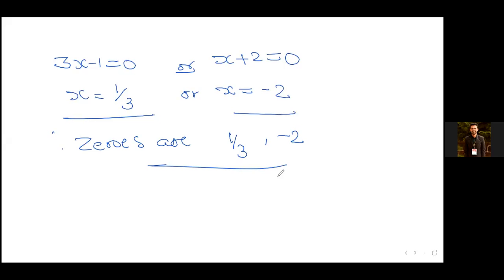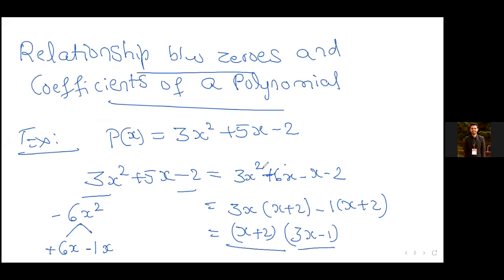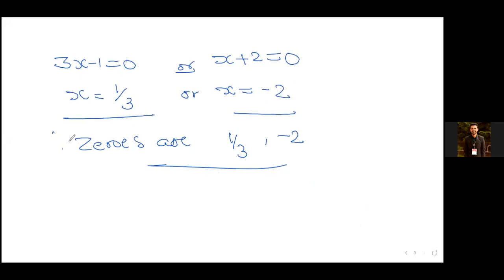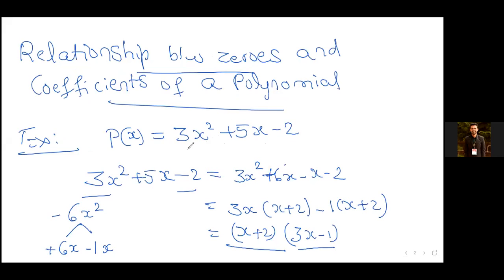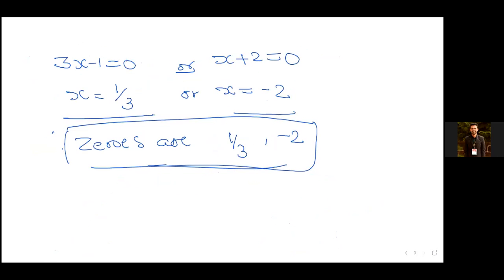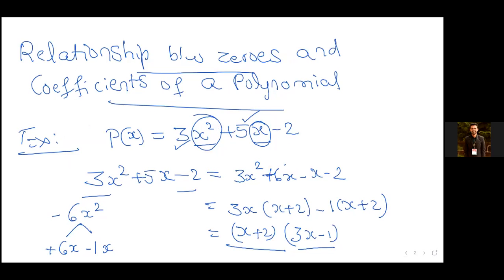Now, what is the relationship? We have found out the zeros, right? Then the coefficients. What is the coefficient of x square? It is 3, right? Similarly, what is the coefficient of x? It is 5. Let us see how it is connected. These zeros are connected to the coefficients of x square and x.